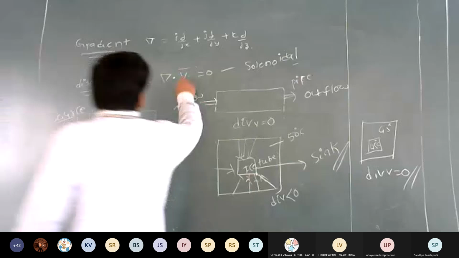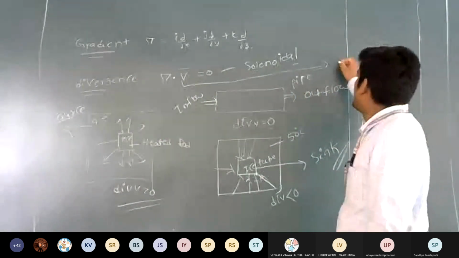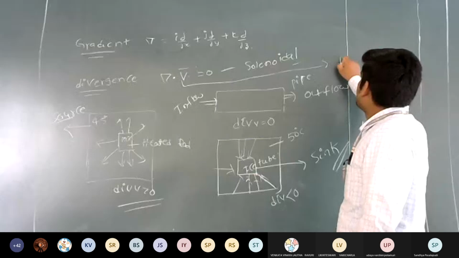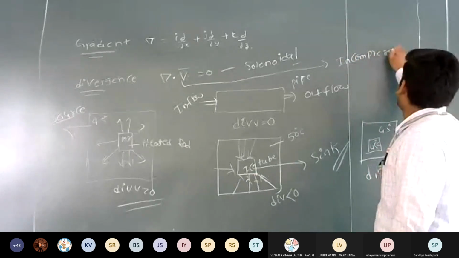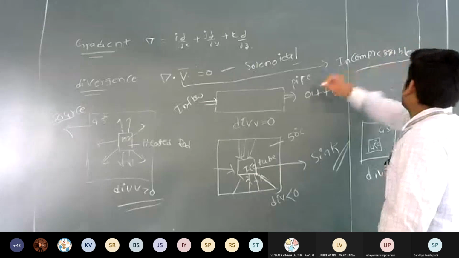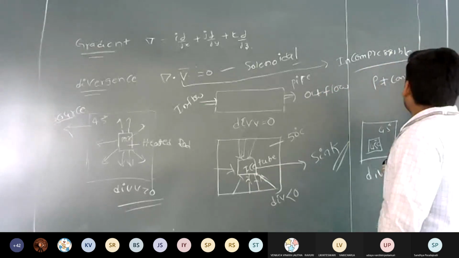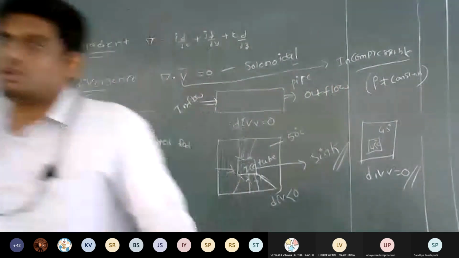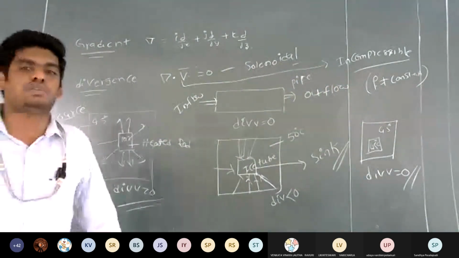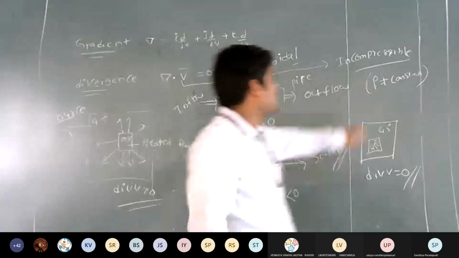But in the case of fluids, if div V bar is equal to 0, then the fluid is called incompressible fluid. Incompressible fluid means rho is constant, that is, density is constant. What is the definition of density? Mass per unit volume. So rho is equal to constant.